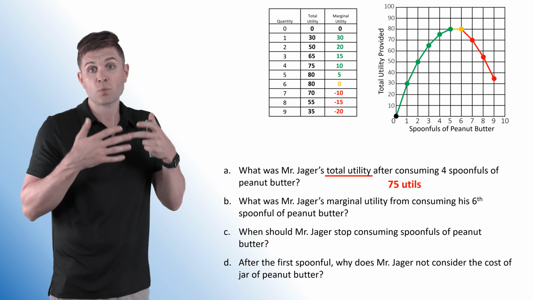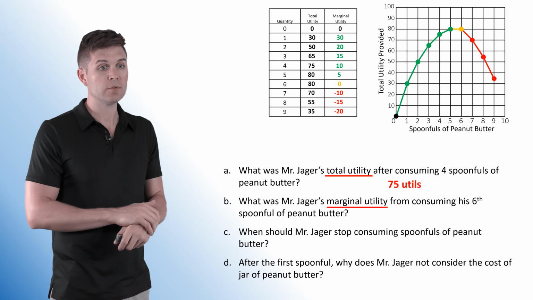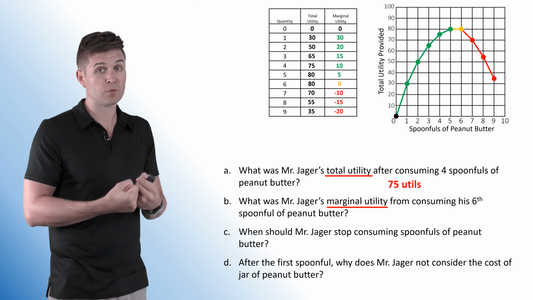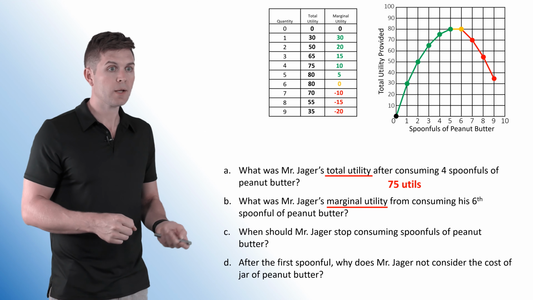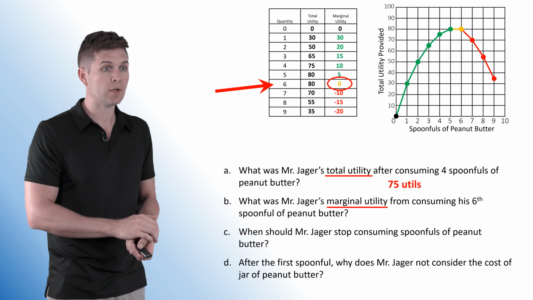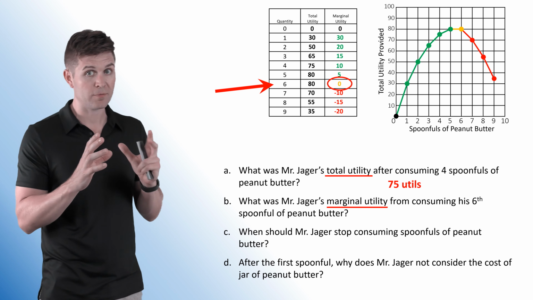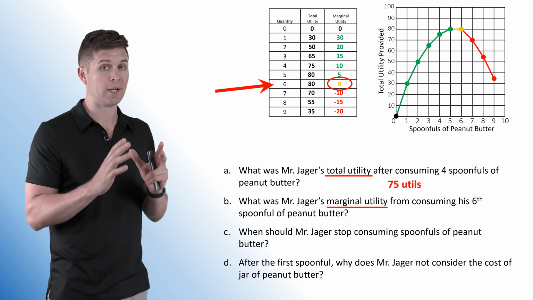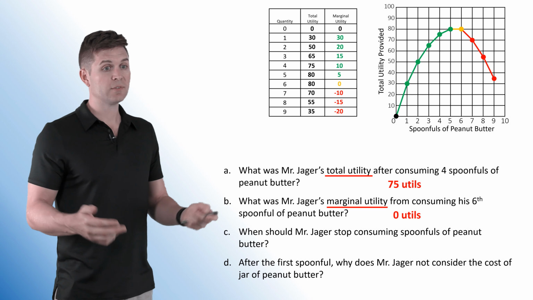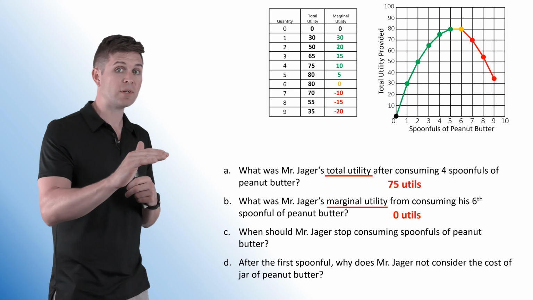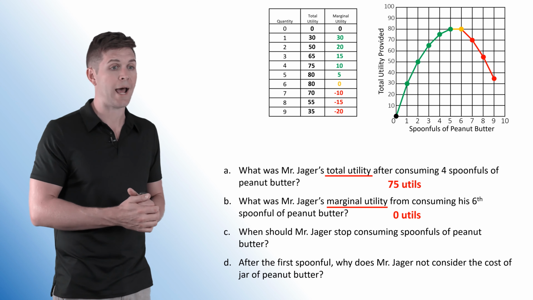Now B asks what the marginal utility was from consuming my 6th scoop of peanut butter. All right, so we got to look at the 6th scoop, and we're looking at marginal utility, not total in this case. Those are very, very big things to differentiate when you're answering questions. Okay, so in this case, 0 utils. That was that point of indifference where it didn't really matter if I ate it or not.